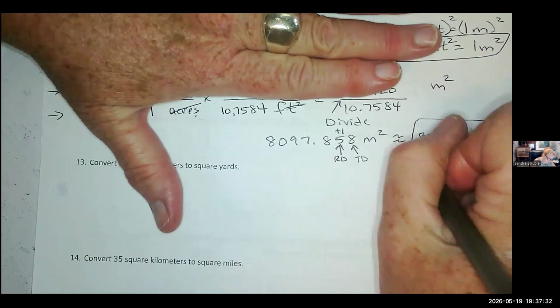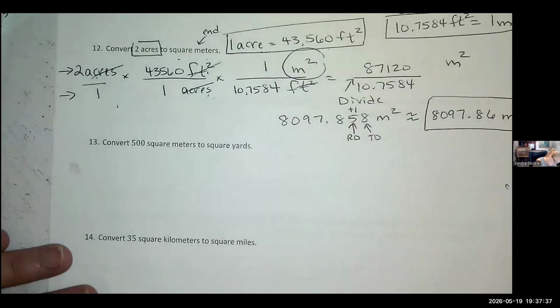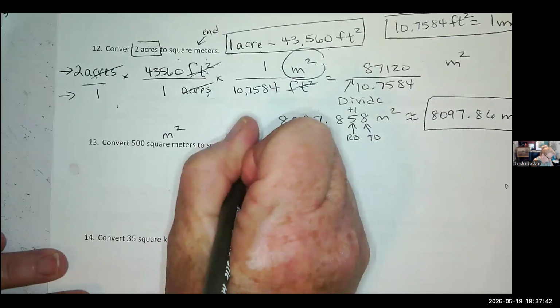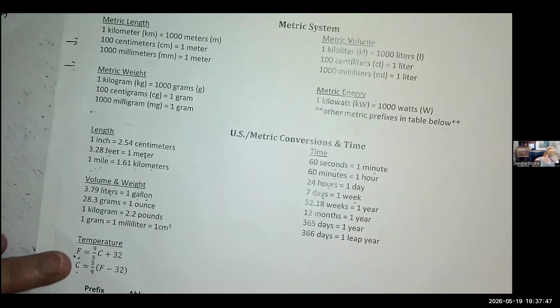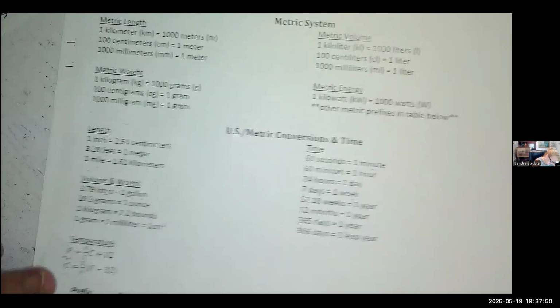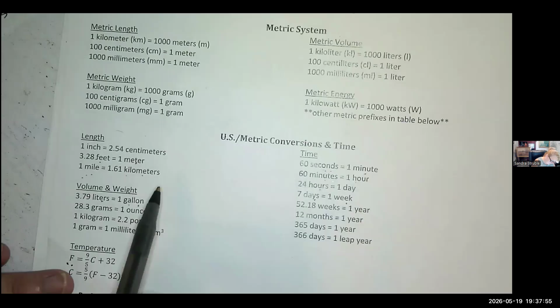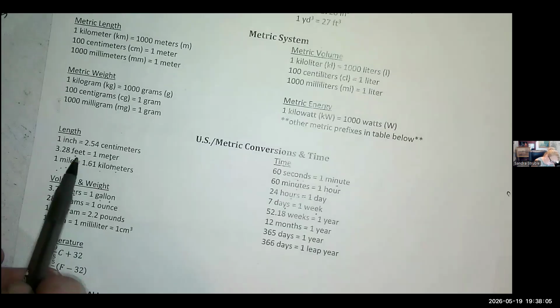All right, next one. Converting 500 square meters to square yards. What do we have here? Meters to yards. Well, we've got meters to feet. So meters to feet, and then I can go from feet to yards. I'm going to have to convert, so I'm going to find my conversions.